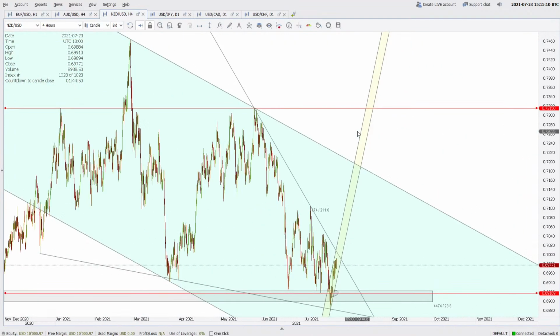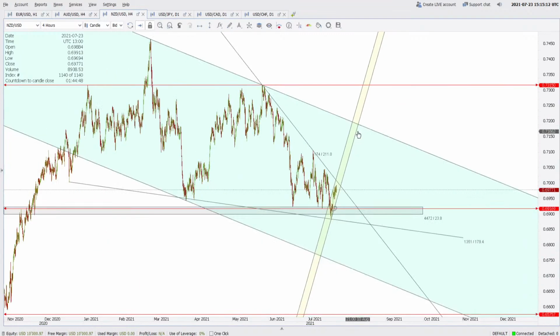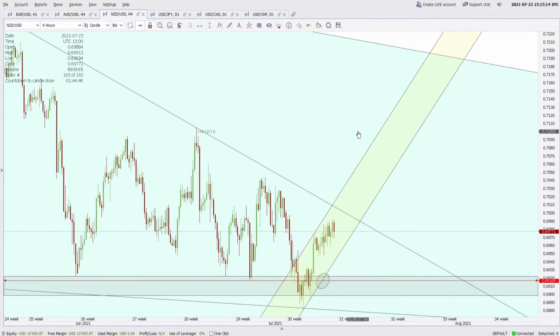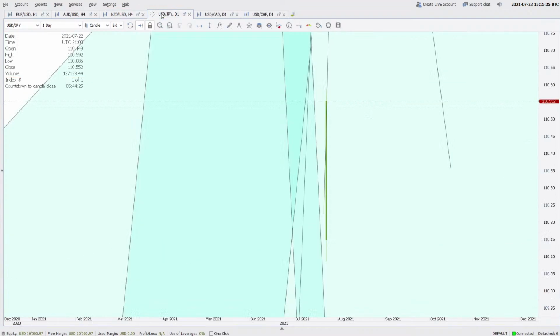So I think we should wait for that to happen, because right now if we try to open a buy, we are very close to the resistance, and if we try to sell, then we are very close to strong support. So let the price clear either this resistance or this support, and then we will open a position in the New Zealand dollar. As of now, no position in the New Zealand dollar and US dollar.